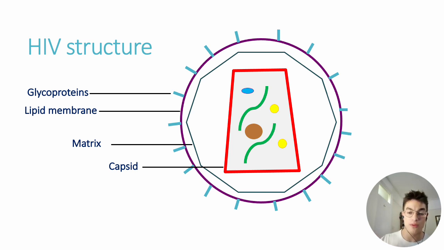Then here's where it gets a bit more interesting. We have what's called a capsid in red here. A capsid is a set of structural proteins, and its function is to protect what's inside the capsid. So once this gets released into the host cell, the capsid stops the RNA and the other proteins, the enzymes, from being broken down immediately.